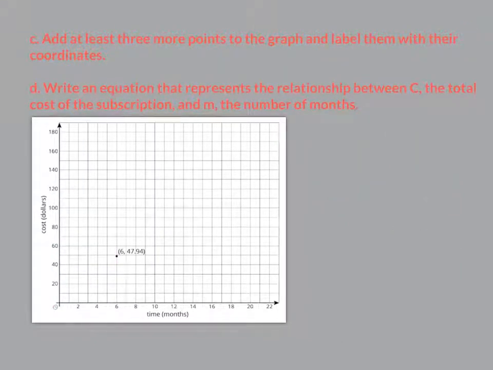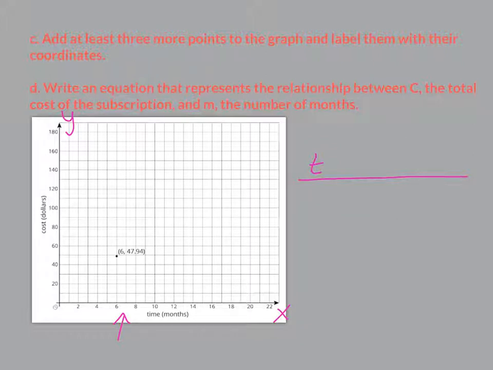The next thing it asks you to do is to add at least 3 more points to the graph and label them with their coordinates. So this is simple enough. You really can set up a table and just put in as many points as you'd like. So our table, I know that we probably want to start with time. That's our x, or t. Remember, this is the x-axis. Up top is the y.